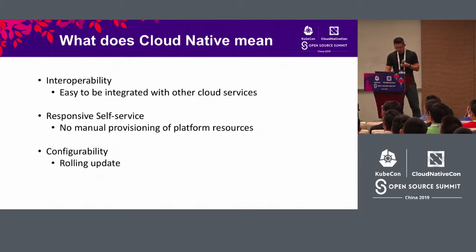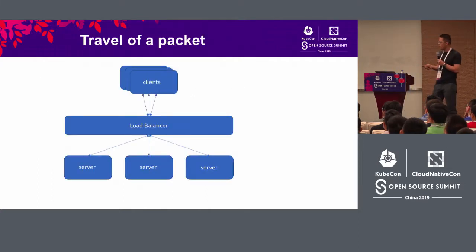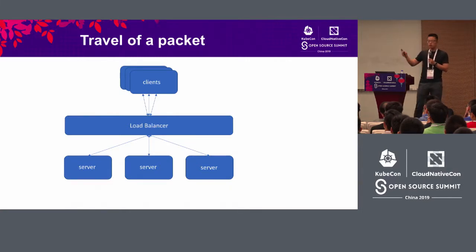So with all this being said, let's take a look at the basic traffic flow, or the lifecycle of a packet. This picture demonstrates a very classic model where we have clients. All the packets are generated in the clients, and before a packet hits a target backend server, it will reach a middleware called a load balancer.